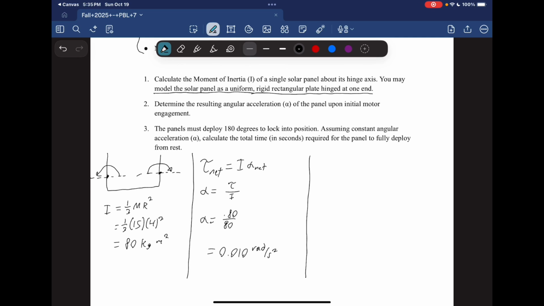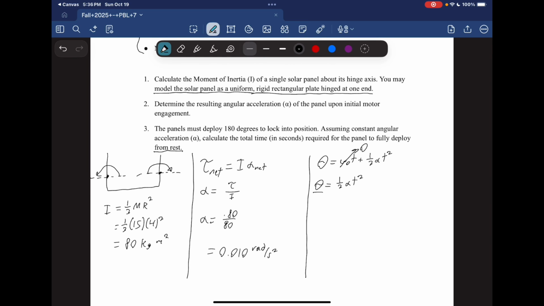Finally, we know that the panel must deploy 180 degrees to lock into position. Assuming our constant angular acceleration, calculate the total time required for the panel to fully deploy from rest. In this case, we can use our equation theta is equal to omega naught t plus 1/2 alpha t squared. Assuming that it's deploying from rest, which it says here, omega naught is 0, so this whole term goes to 0. So theta is just equal to 1/2 alpha t squared.